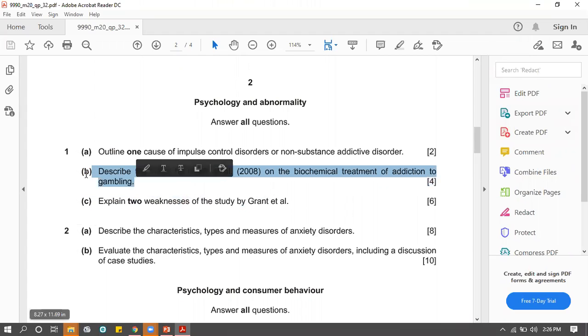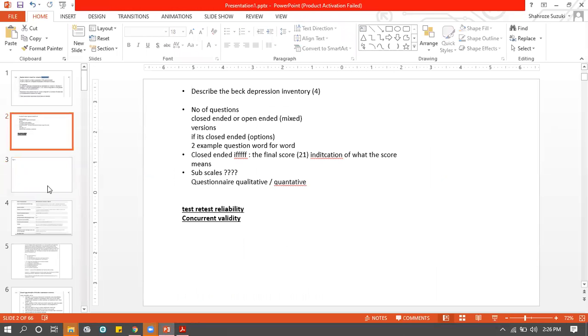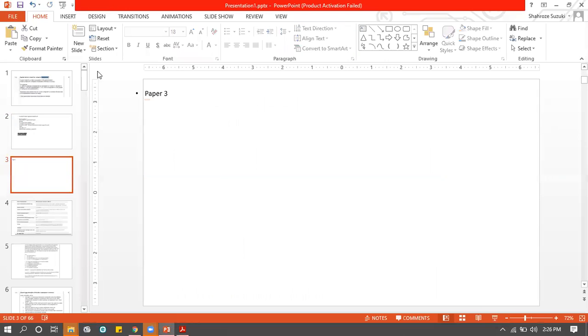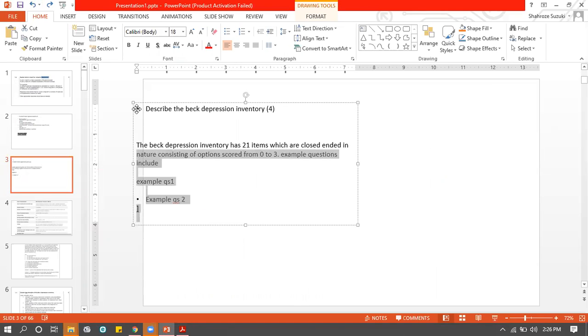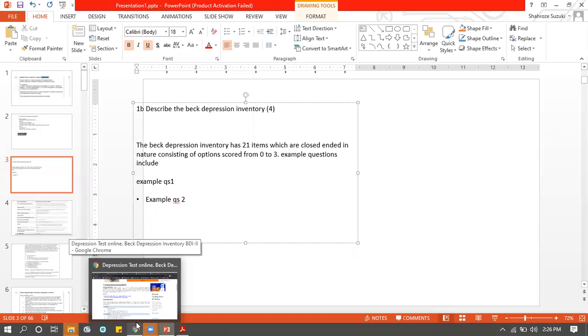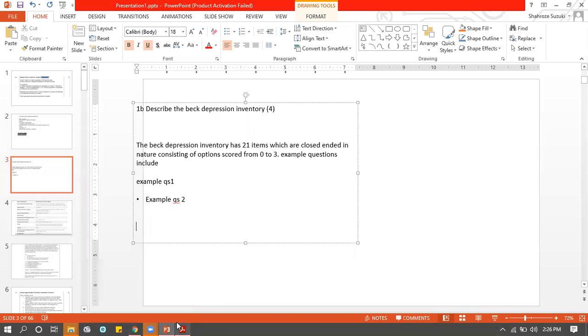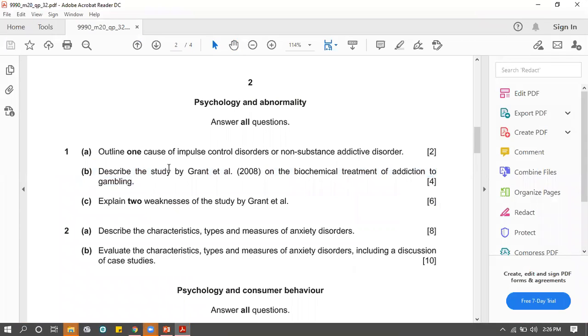Let's suppose I wrote this answer for question number one, part B. Now, the thing I'm going to tell you is very essential. If one part B is about the Beck Depression Inventory, one part C is always going to be about what one part B is about. If one part B is about Grant, one part C is also going to be about Grant.